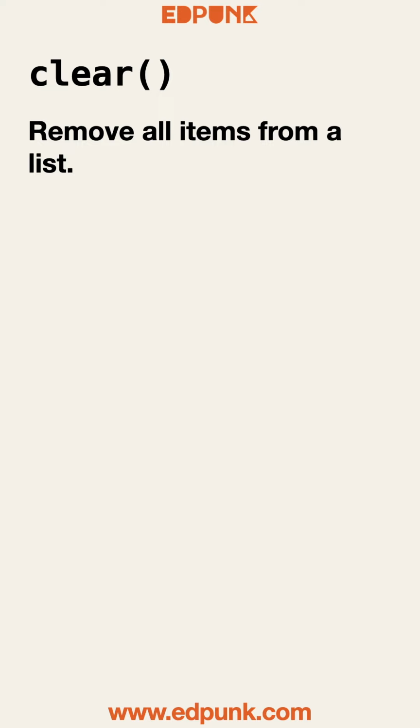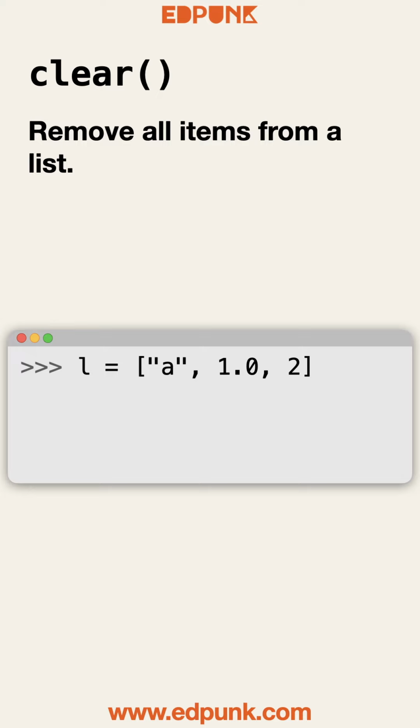The clear method removes all items from a list. For example, let us assign a list containing items string A, float 1.0 and int 2 to a variable L. Now execute L.clear. Let us check the value of L. An empty list is returned as all items have been cleared from the list.